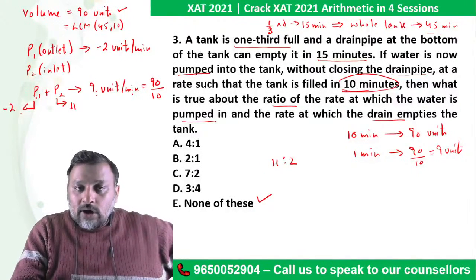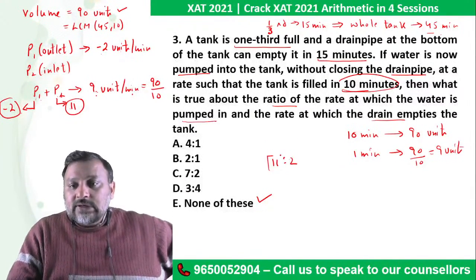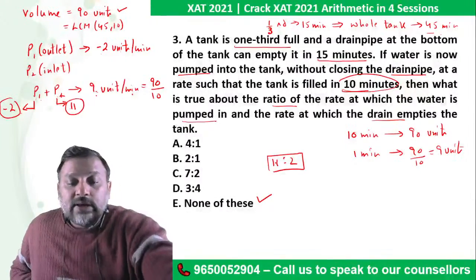We already know the efficiency of P1, which is -2 units per minute. So if P1 is -2, the sum of these two is 9. So can we say P2 has to be 11? So the efficiency is this. The ratio is this, 11:2.